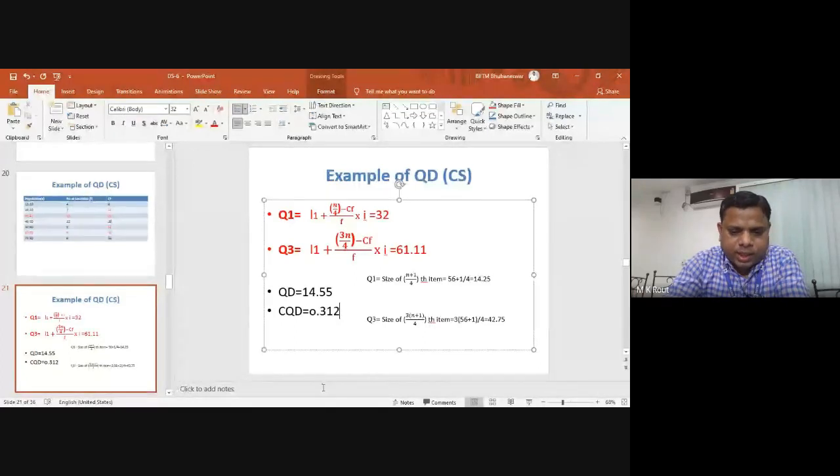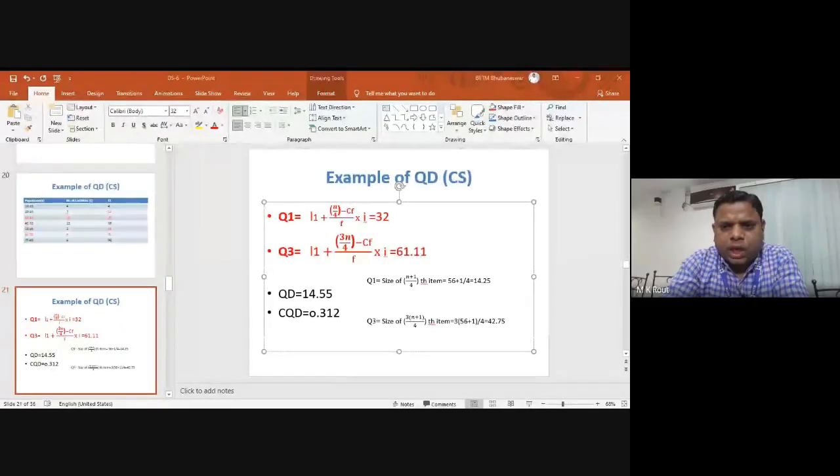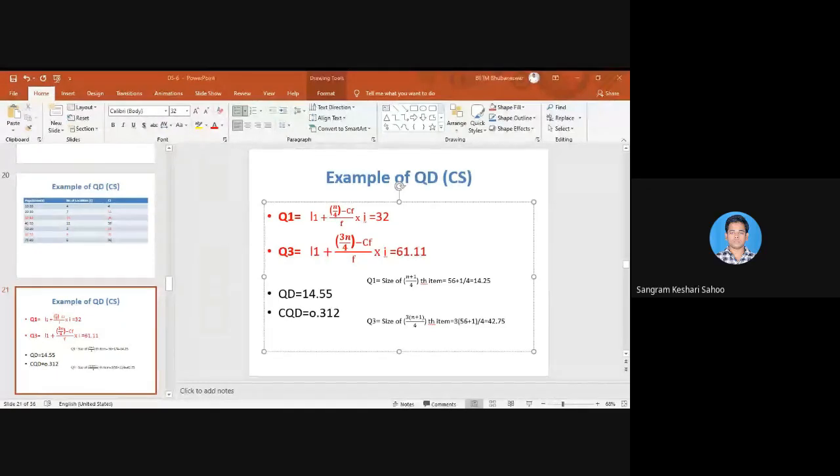So move to the next one. Sangram, have you got the answer? Solving, sir. Do you have a calculator or not? Yes sir, I am calculating QD and CQD. Okay, fine.